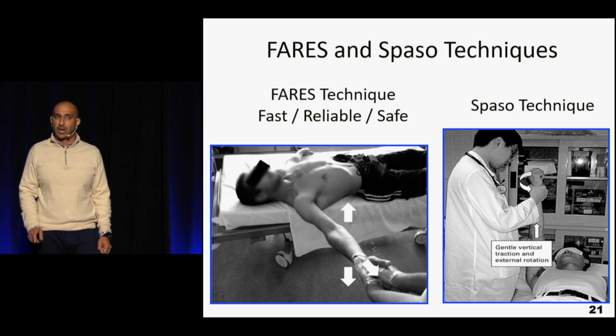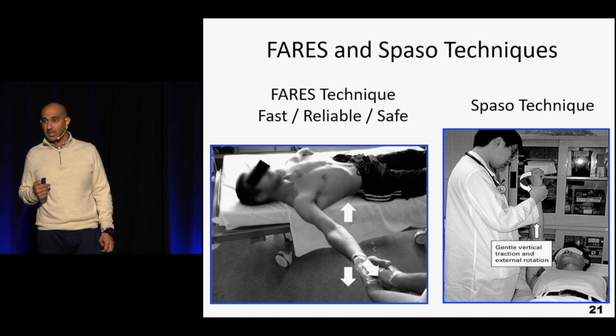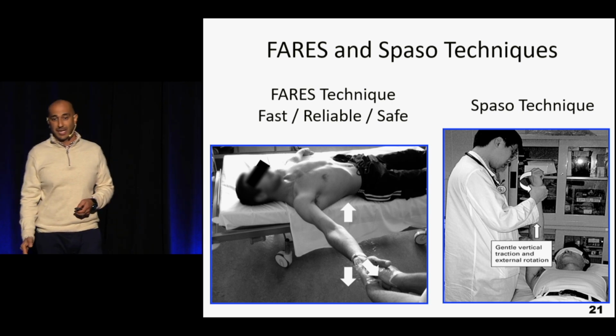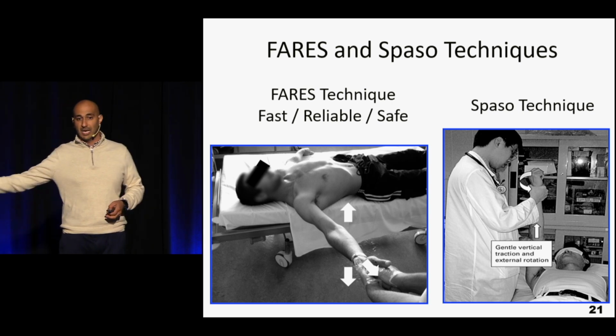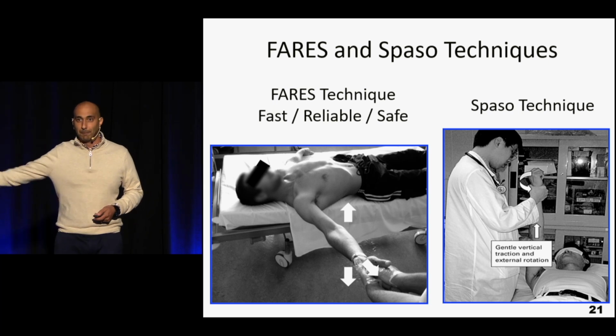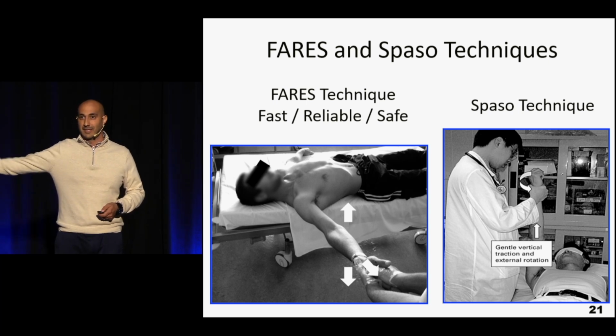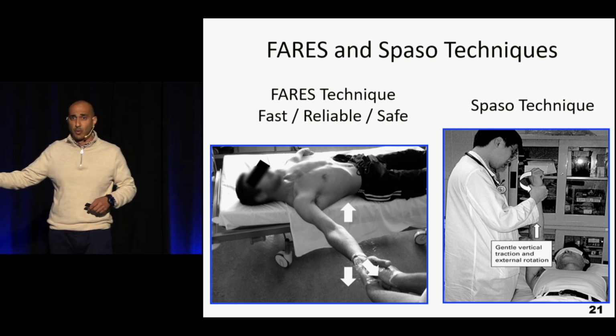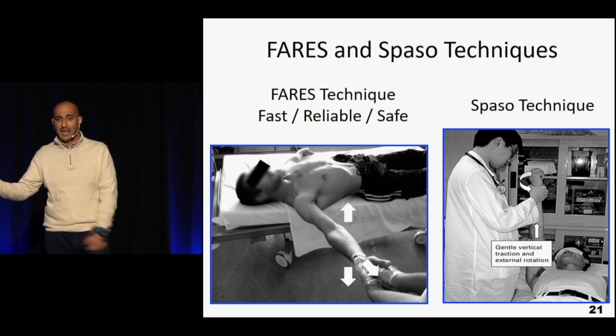FARES and Spaso. We're going to talk about the Hennepin and Milch, which is my preferred starting reduction technique, but the FARES and Spaso are also totally reasonable. The FARES technique stands for fast, reliable, and safe. Hopefully, it's fast, reliable, and safe for you. The way that this works is you get them out into external rotation and abduction, and then you waggle them up and down like this, and you try to loosen the humeral head off the glenoid fossa and get that back into place.